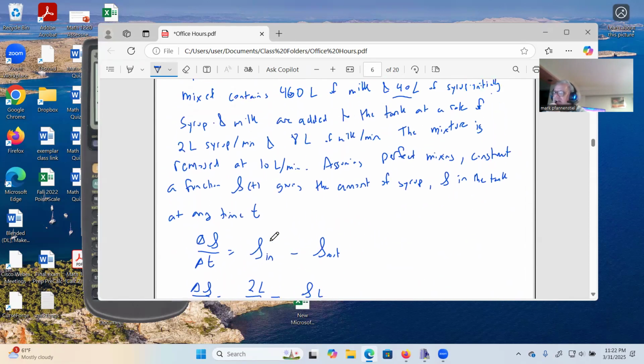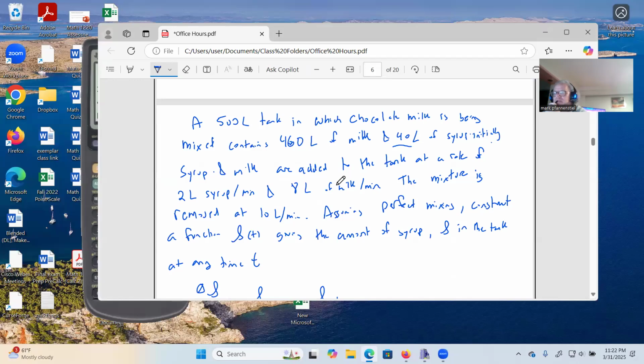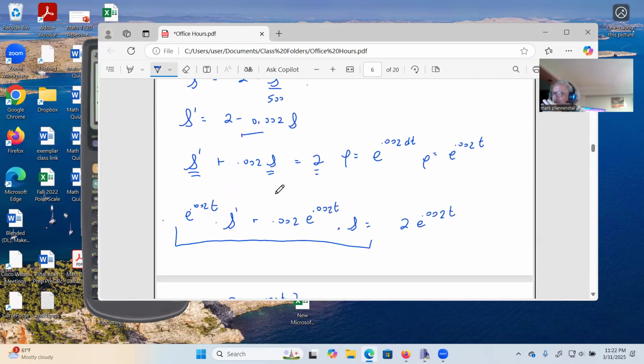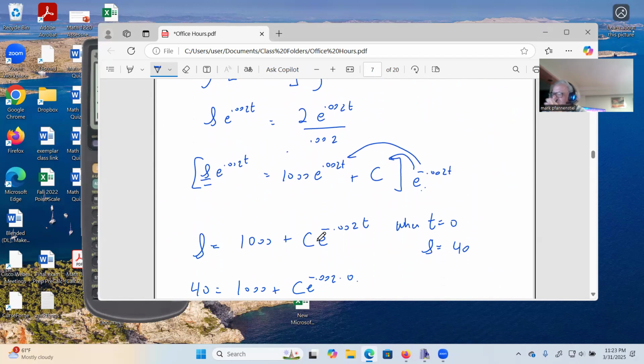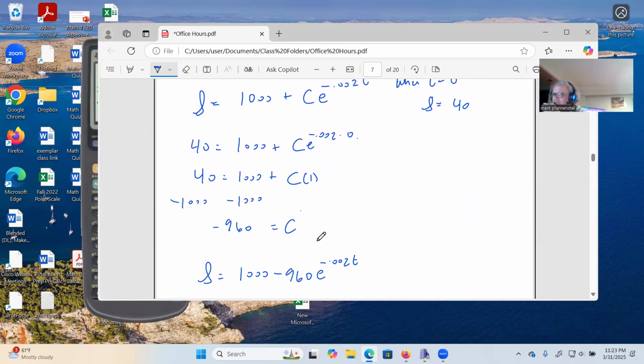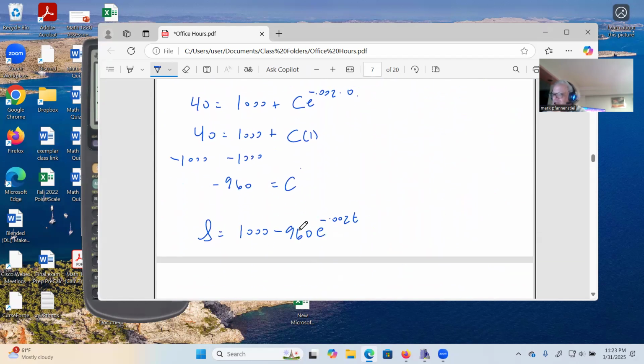Does that make sense? How are we adding this stuff? We are adding 2 liters of syrup per minute to a 500-gallon tank. Does it make sense that we're going to end up with 1,000 liters of syrup if we let this concoction go long enough? Okay, that's kind of what that works as, just to check what's going on there.